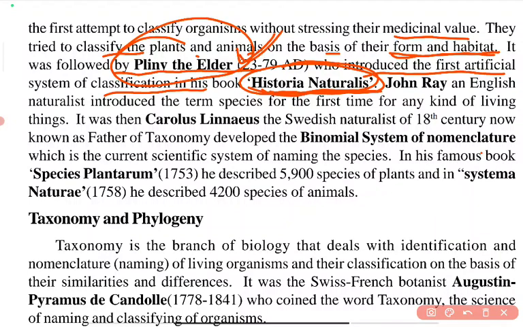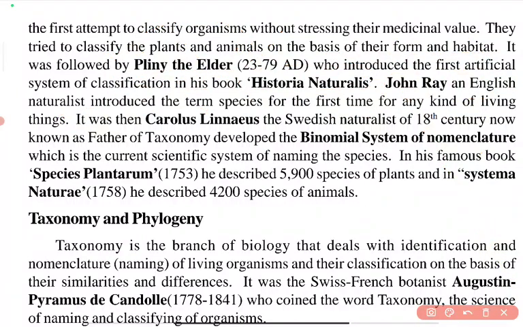John Ray, an English naturalist, introduced the term species for the first time for the kinds of living things. John Ray was the first person who gave the term species for living beings. If anyone first gave the term species, that person is John Ray. It was then Carolus Linnaeus, a Swedish naturalist in the 18th century, now known as the father of taxonomy, who developed the binomial system of nomenclature, which is the current systematic scientific system of naming species.